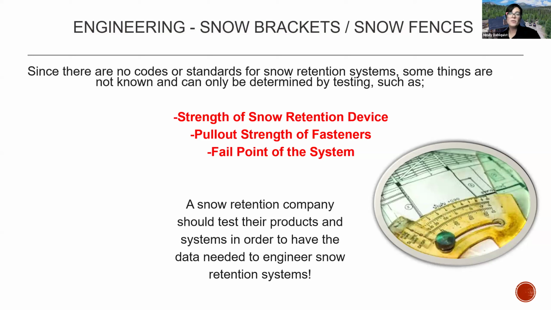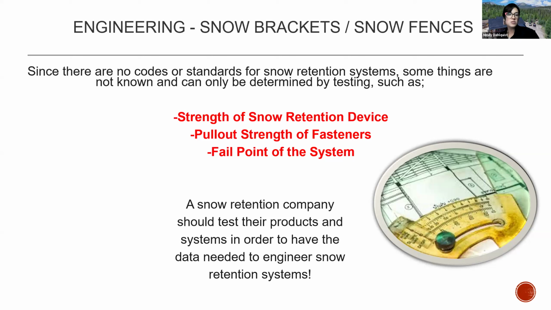Those things are: what is the strength of this individual snow retention device? If I have one bracket or one clamp in my hand, how much snow can this one device hold back? What is the pull-out strength of the fasteners that I'm going to install this device with? And if either one of those things fails, if the device fails or the fasteners fail, what happens? What is the worst case scenario? What is the fail point of the system, and at what point does it fail?